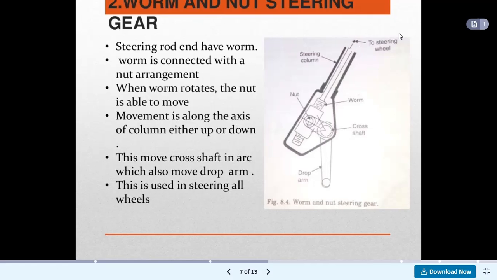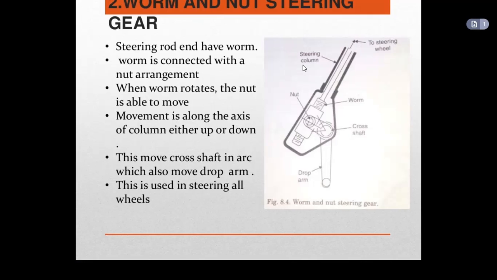This is actually connected towards the steering wheel. Then at the end of this column, the worm is available and the worm is attached to the nut. The nut is connected to the cross shaft and this is the drop arm. So the steering rod end has a worm, and the worm is connected with a nut arrangement.